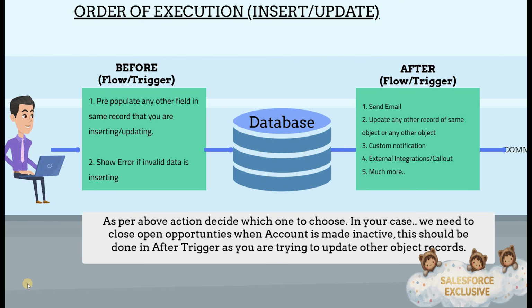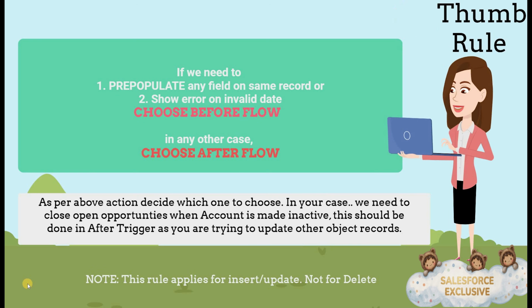Like I just mentioned, our requirement is not falling under before, so obviously it is in after. We should be doing it in after. And a simple thumb rule, like I just told you: if we need to pre-populate any field on the same record that is getting inserted or updated, or show an error for invalid data, like a typo error, choose before flow.